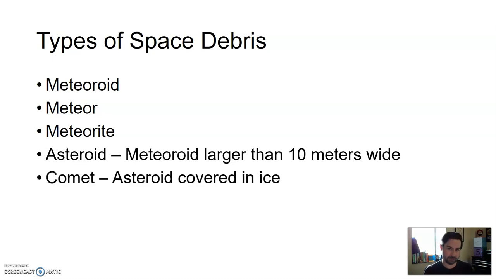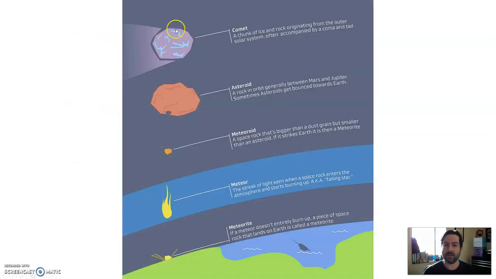And then we have comets. Comets are asteroids, but with the addition that they're covered in ice. So a little bit different consistency there. Again, a comet is an asteroid covered in ice. An asteroid is a meteoroid, so rock and/or metal, 10 meters wide or larger. A meteoroid is rock or metal, less than 10 meters. The flash of light as it's burning up in the atmosphere is a meteor. When it hits the ground it's a meteorite, and then this is a narwhal.